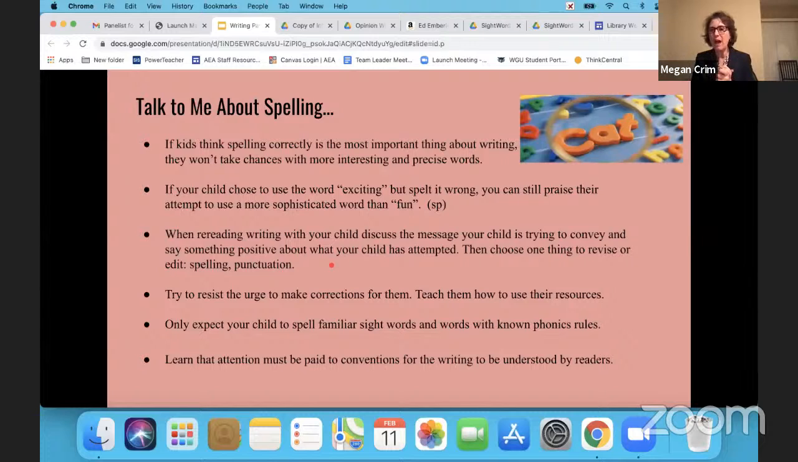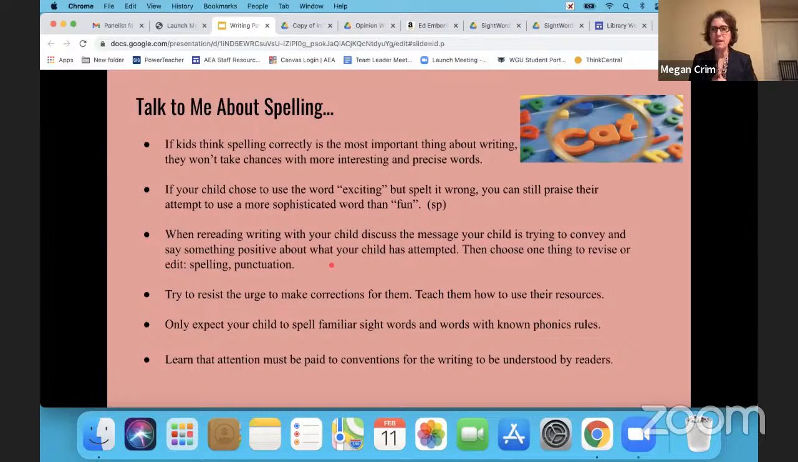Get a book. Oh, you had a book about a cat. Go get it. You can use that. It has cat written on the cover. Use it. And only in kindergarten and first grade, only expect your child to spell familiar sight words, the ones that we have gone over in Canvas, and known phonics rules.